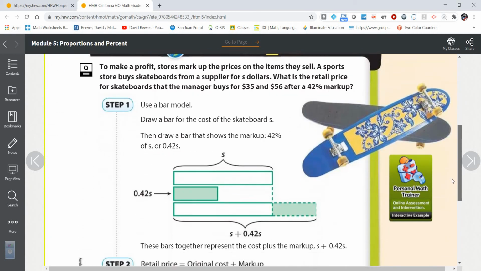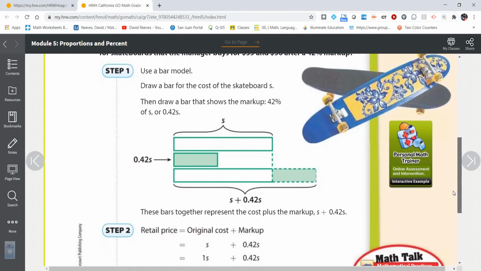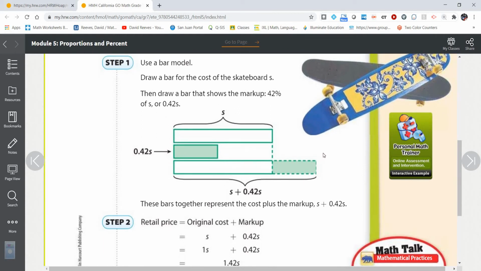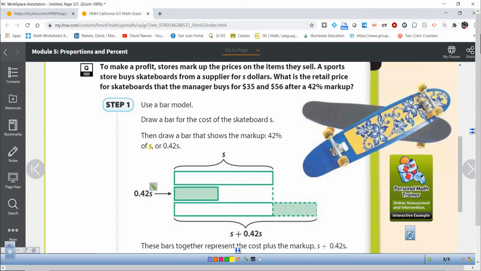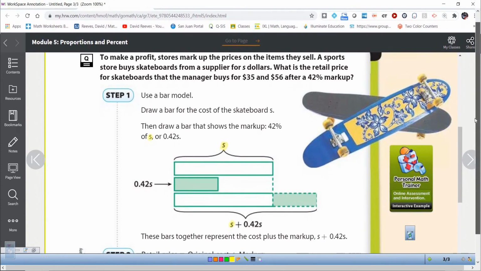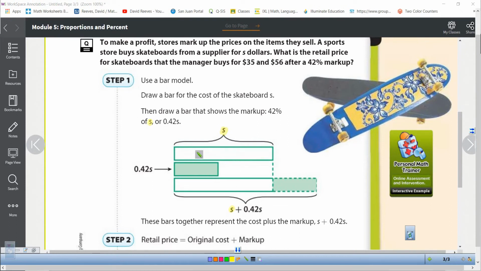First of all, they have something here that they call a bar model to show a markup. So one thing that's going to be kind of new in what we're doing now that we weren't doing before is we're going to be using a variable. Remember, a variable is a letter to represent an unknown or a changing value. So we're going to be using a variable to represent the initial cost. The initial cost for this skateboard is S. So this bar right here that I'm coloring in yellow represents the initial cost.